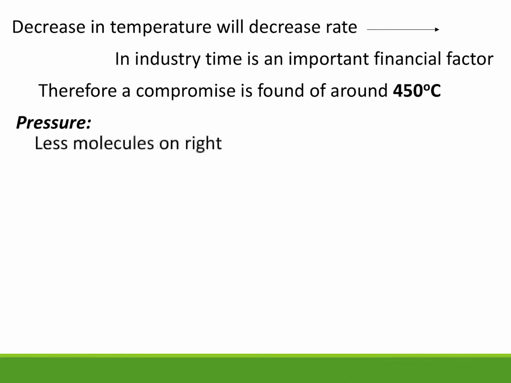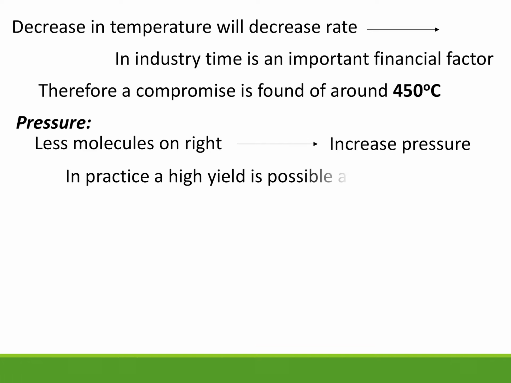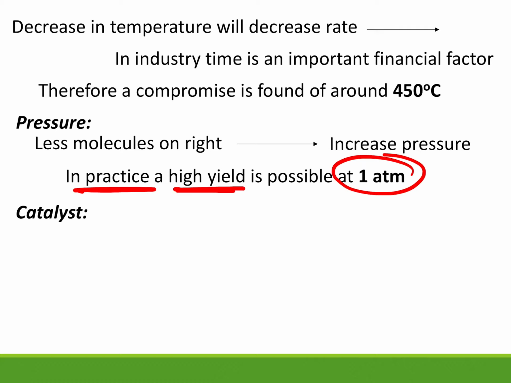Now, pressure, we would usually increase the pressure, okay? But with this particular reaction, in practice, we get a very high yield. In other words, we get lots of product at 1 atmosphere. So we can reduce costs by not making the pressure too high. Makes it easier and cheaper.